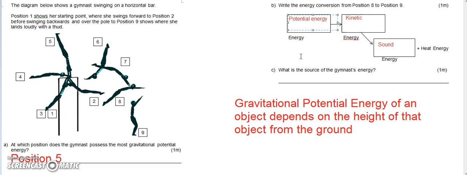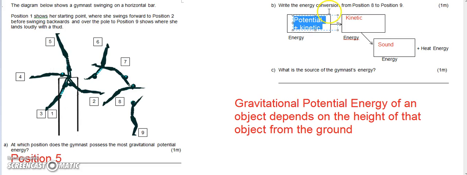But at the same time, she is already moving. Remember, she's from position 7 to position 8. So because she's already moving, she would already have kinetic energy. Anything that moves has kinetic energy. So I would put my answer as that. You might disagree with me, and if you do disagree with me, do tell me why.